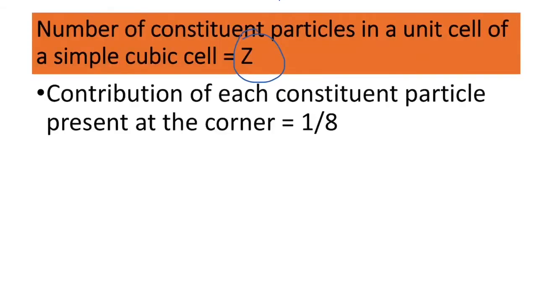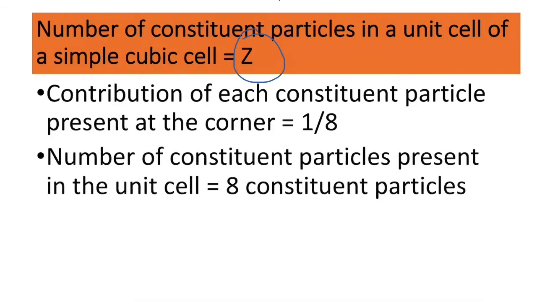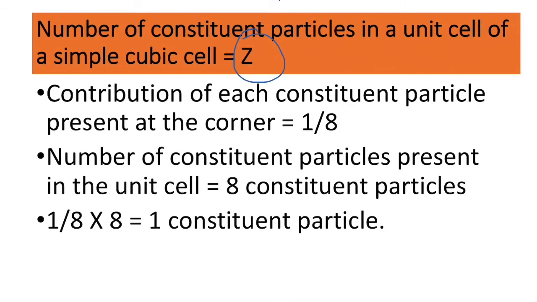So the contribution of each constituent particle present at the corner is 1/8. Then how many constituent particles are there? 8 constituent particles are there. So 1 by 8 is contributed from each constituent particle. In that manner, there are 8 constituent particles. So the total constituent particle present for one particular cube is only one constituent particle.